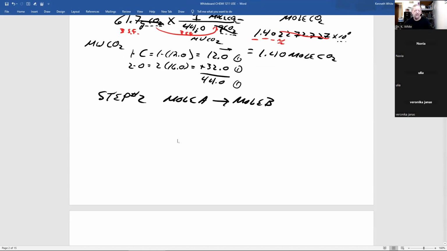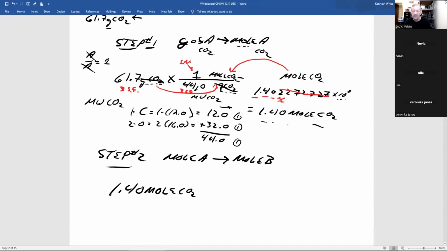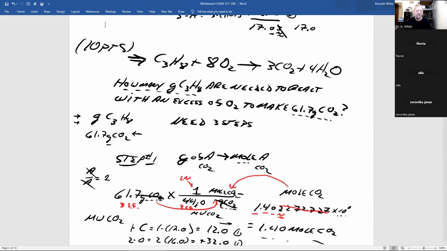And we just calculated A right here. So I'm going to help you out. And now it's your turn to convert this into moles of B. And I'll scroll up there because you'll need the balanced chemical equation.